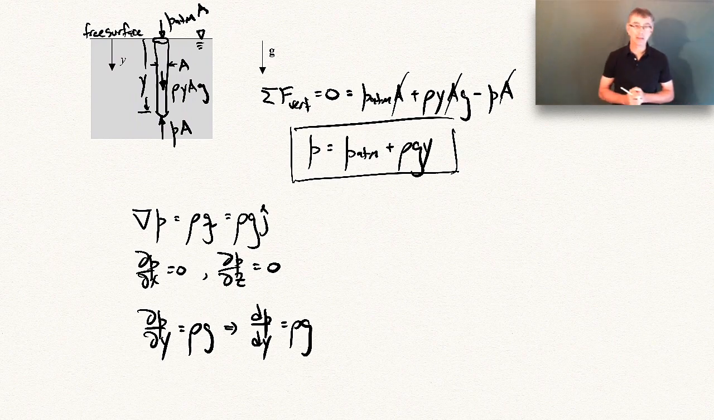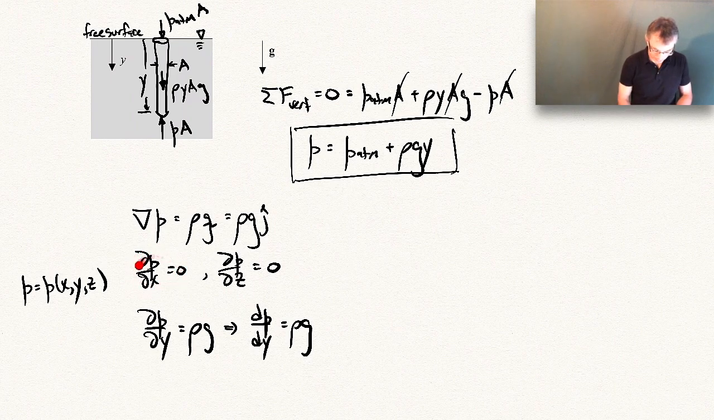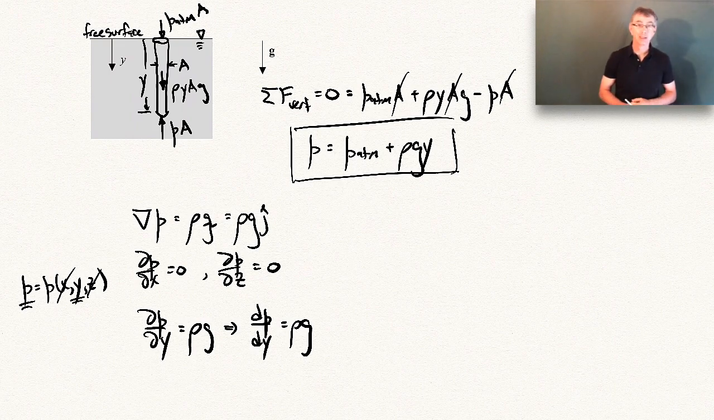This is just a little math thing. In general, the pressure can be a function of x, y, and z, but dp/dx equal to 0 means that there's no pressure variation in the x direction, so it's not a function of x. Similarly, dp/dz equals 0 means there's no pressure variation in the z direction, so that goes away. What I'm left with then is the pressure is only a function of y, so instead of using a partial derivative, I can use an ordinary derivative.